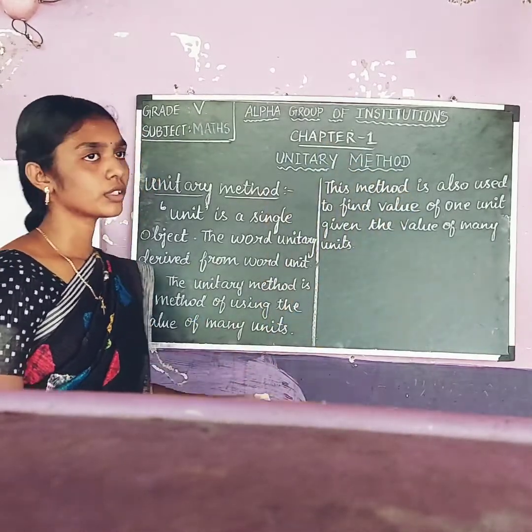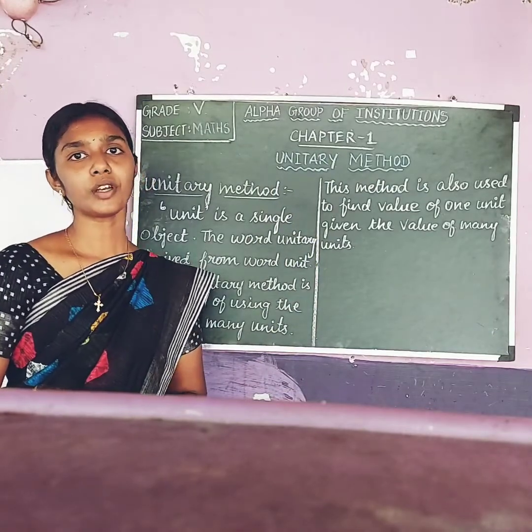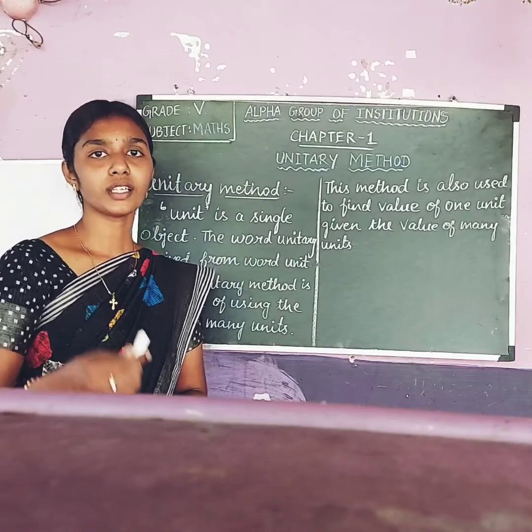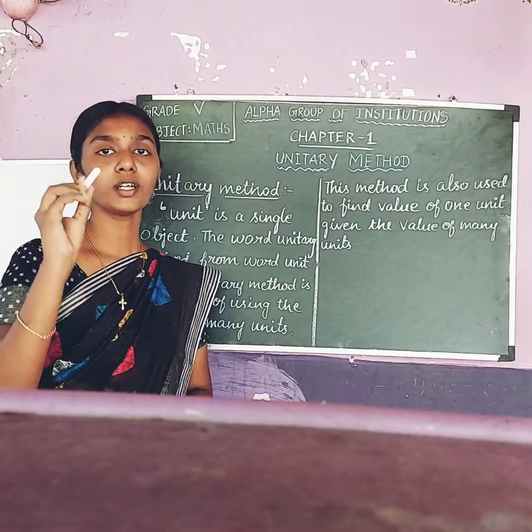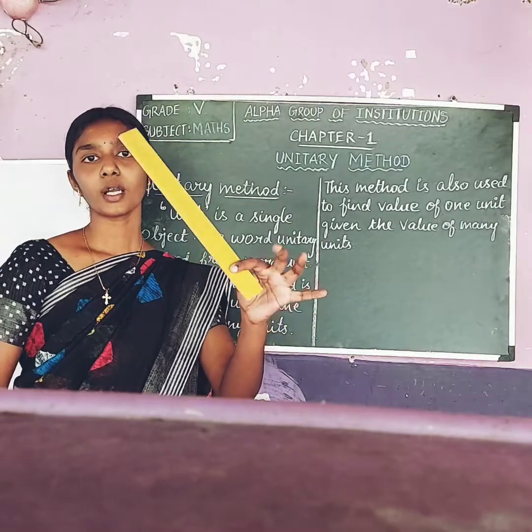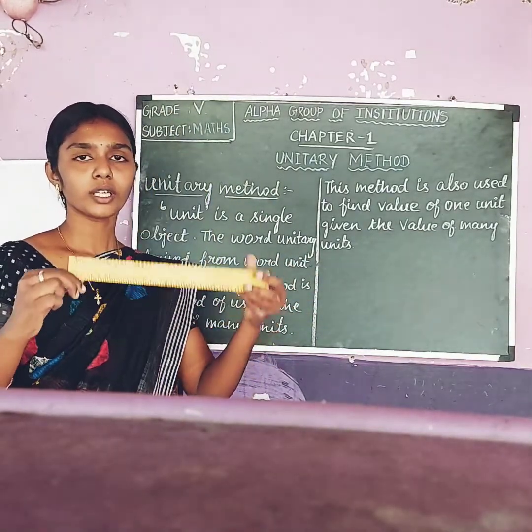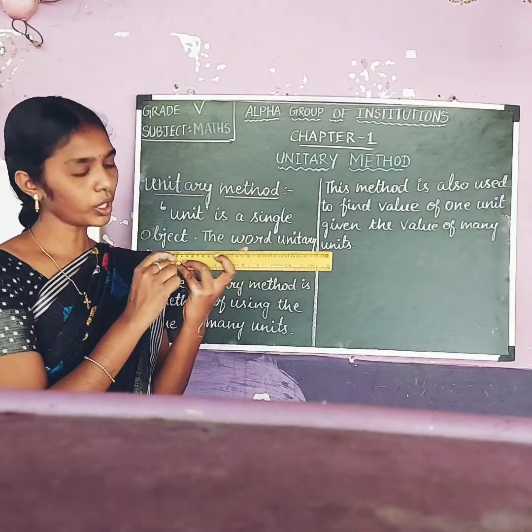Before we enter into this, I think you all know the meaning of the term unit. Unit means single. Unit means one. A single object is known as a unit. See, here I am having only one scale. This is a unit only because it is one only. So it is a scale, no? It has unit place values.